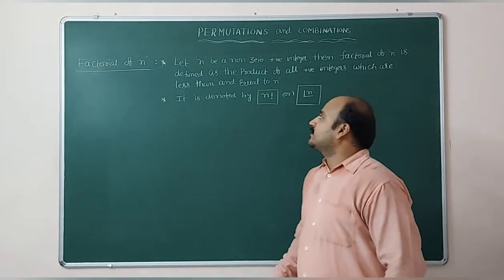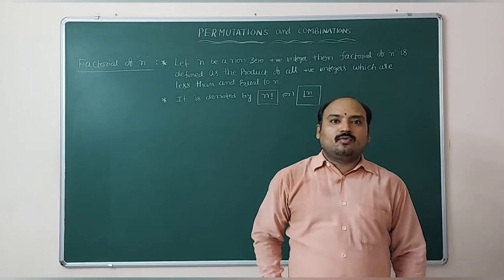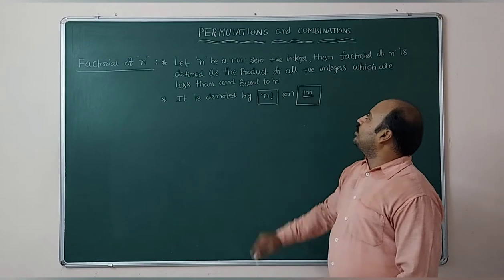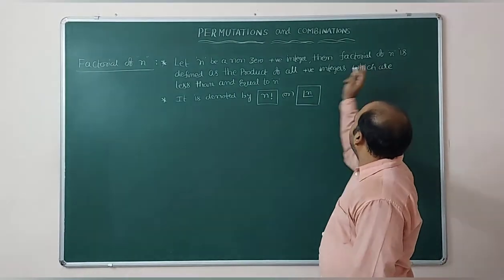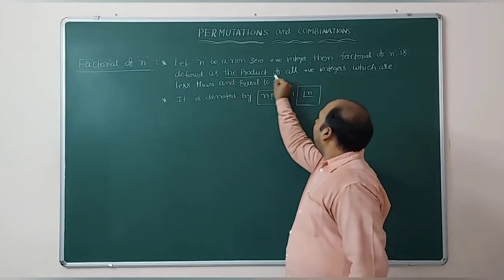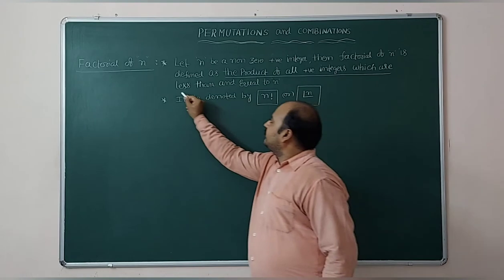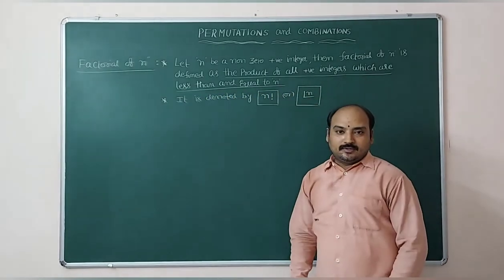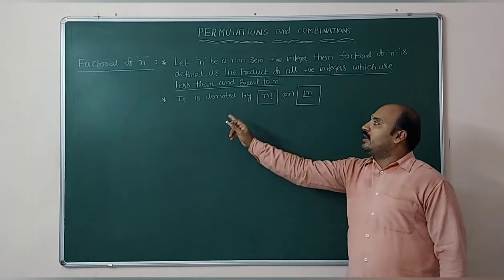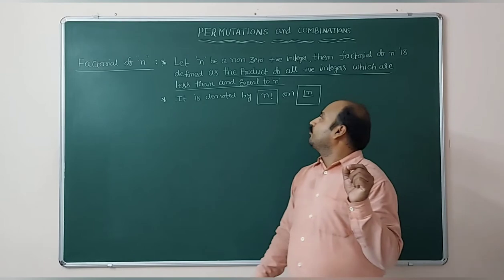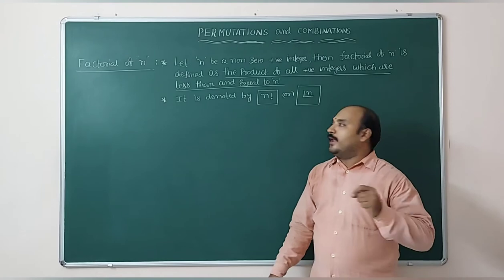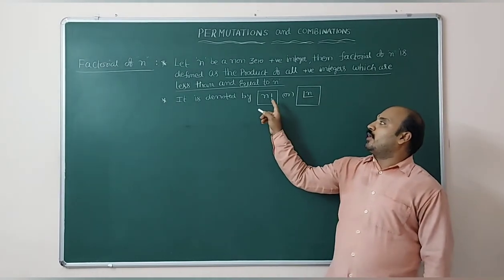The next important concept, factorial of n. Let n be a non-zero positive integer, then factorial of n is defined as the product of all positive integers which are less than or equal to n. The product of all positive integers less than or equal to n is called the factorial of n. It is denoted by factorial n like this.